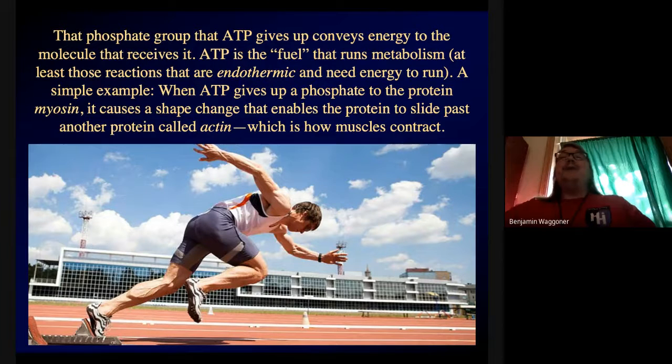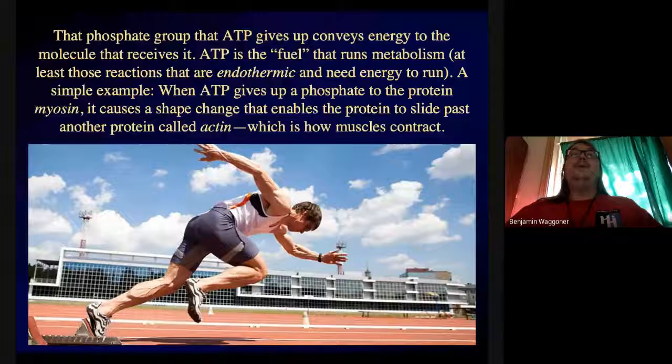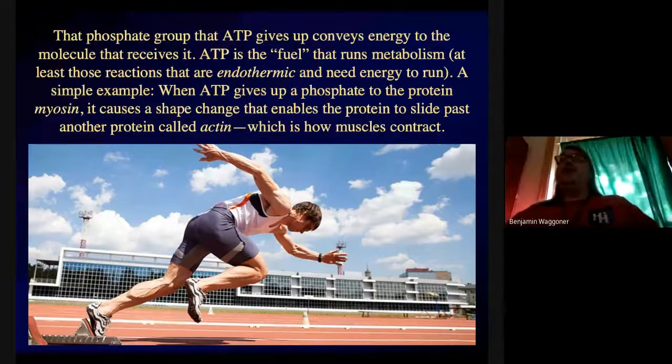But when ATP gives up a phosphate to a protein called myosin, it causes the myosin protein to change shape. It can move a little bit and bond with a second type of protein called actin.